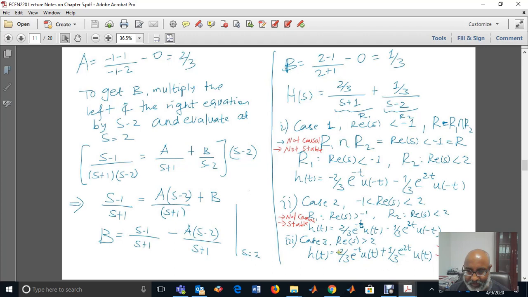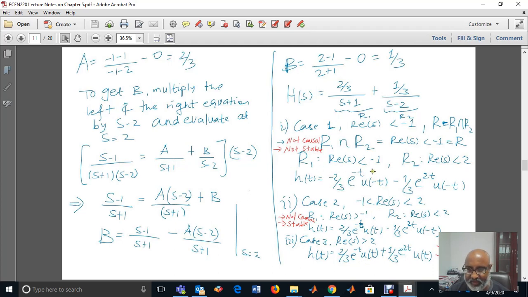We can also check instability from the time domain expression. In the first part, e to the power of minus t is a decaying function, and the second one is growing, because e to the power of 2t is a growing exponential function. The overall system will become unstable because the energy will not be finite.